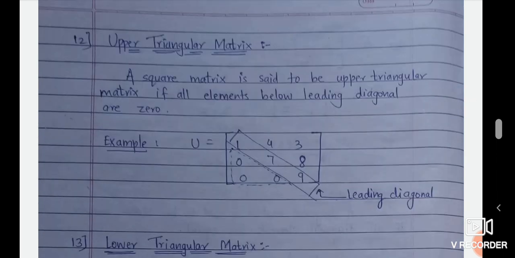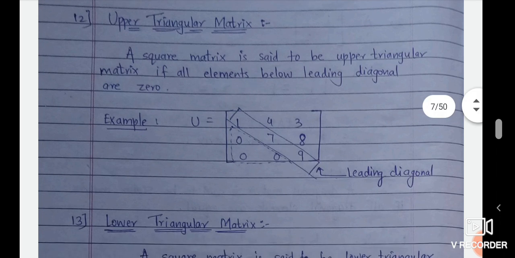So a square matrix is said to be an upper triangular matrix if all the elements below the leading diagonal are 0. First of all, see the diagonal elements. In the example, the diagonal elements are 1, 7, 9. So that is the leading diagonal. The elements below that leading diagonal are 0, and above the leading diagonal they are non-zero. So it is an upper triangular matrix.